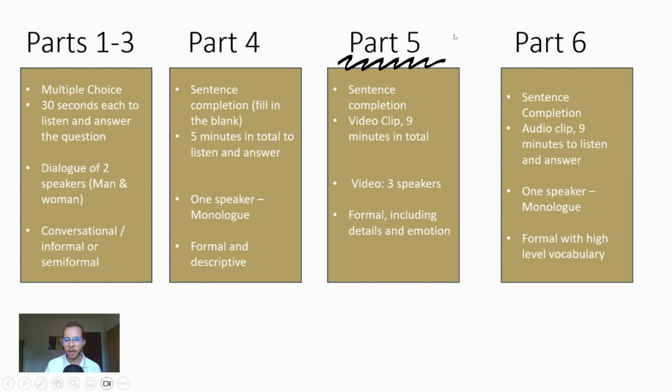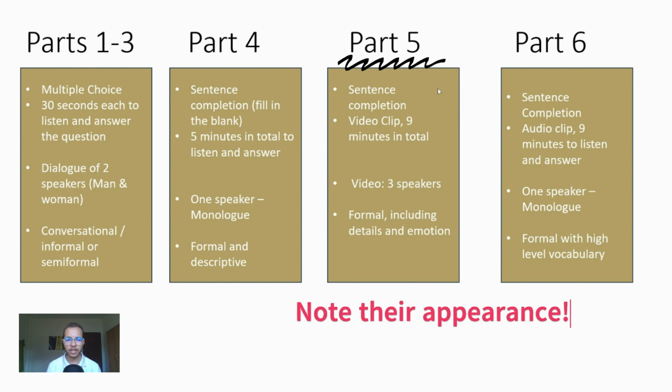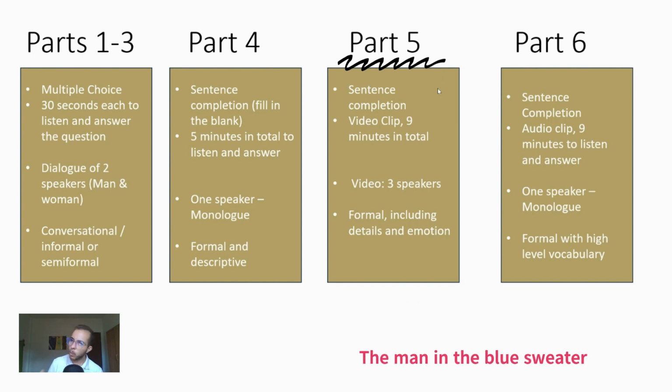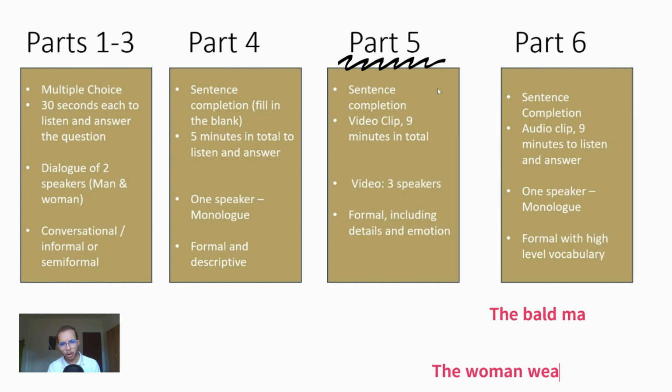Part 5 is a video, and you're still going to do sentence completion. You have 9 minutes in total to watch the video and answer the questions. What I want you to remember for part 5 is pay attention to their appearance. They will refer to each individual as the man in the blue sweater, the woman with glasses, the bald man. So you need to pay attention with your eyes open to the video. A lot of people like to listen with their eyes closed and they're just listening to the video and then they miss the crucial information.